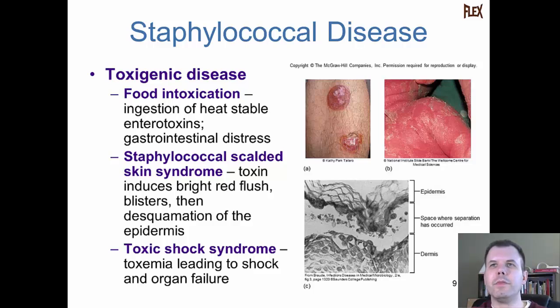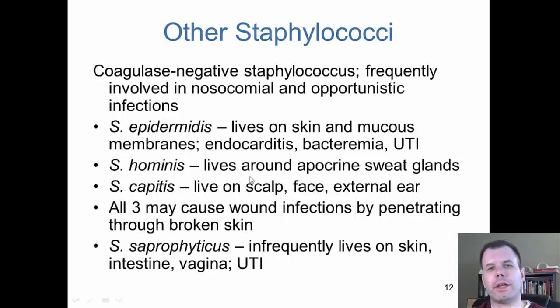Okay. Now, there are some other Staphylococci, and again, the way that we determine Staph aureus from others is by coagulase. 97% of Staph aureus isolated from humans is coagulase positive, meaning it will clot plasma. The other types of staph will not. And so that's a definitive test that we can run to say, yes, you have Staph aureus, or no, you have staph, but it's a different type. And some of those other types include epidermidis, which is found on the skin and mucous membranes, can lead to endocarditis, bacteremia, or UTIs. Another one is hominis, which is found in the sweat glands.